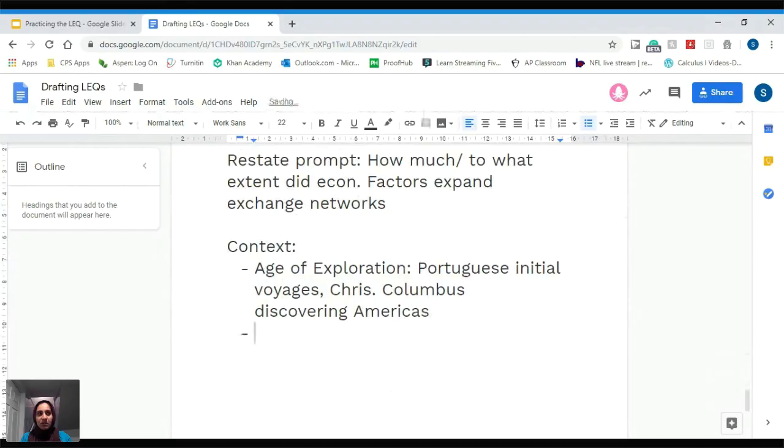We could talk about maybe new technology, new tools. The compass was established a bit earlier, but that helps with navigation. We could talk about the caravel. These were ships that allowed the Europeans to travel. We could also talk about the astrolabe, I don't know if I'm saying that right.